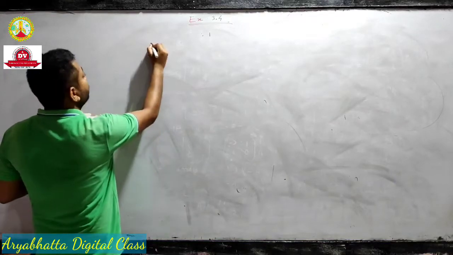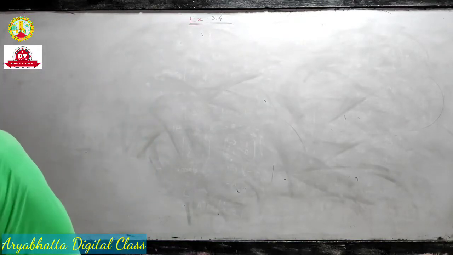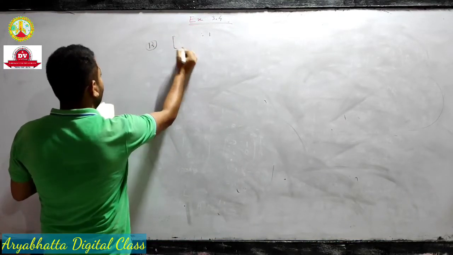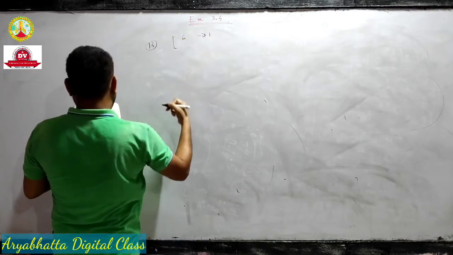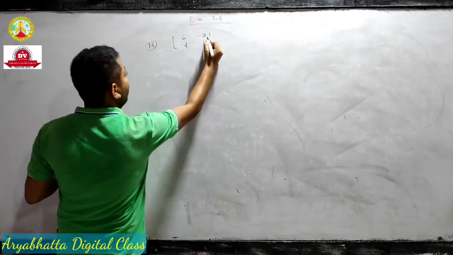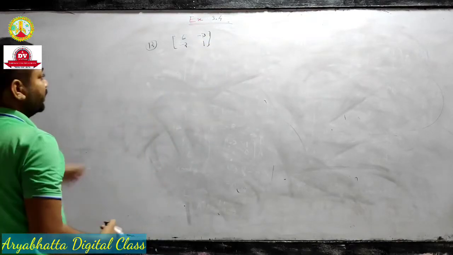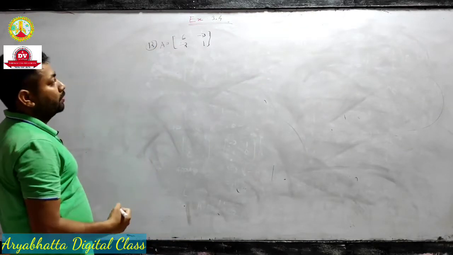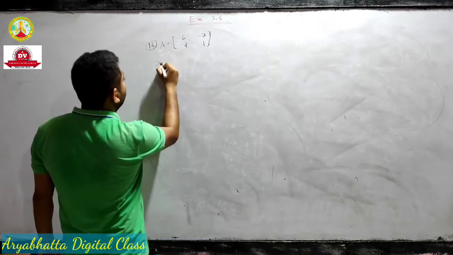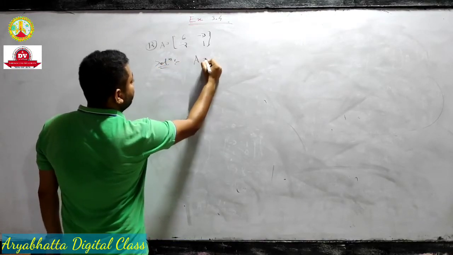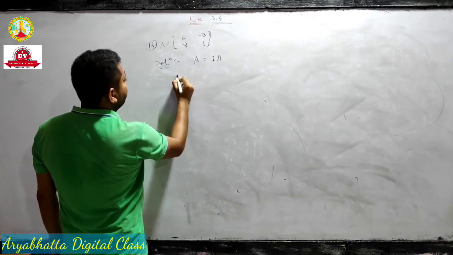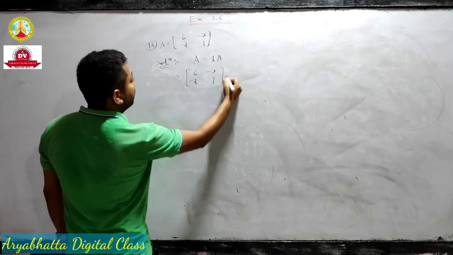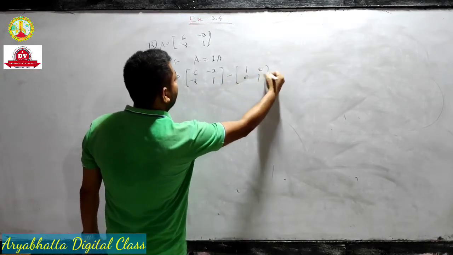Next, question number 12. Six minus 3 minus 2 1. Find the inverse matrix of this matrix by using row transformations. Then we can write A equal to I into A. That is A equal to 6 minus 3 minus 2 1 equal to 1 0 0 1 into A.